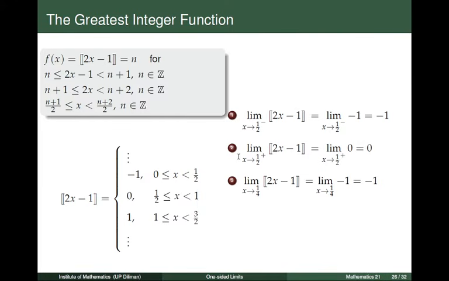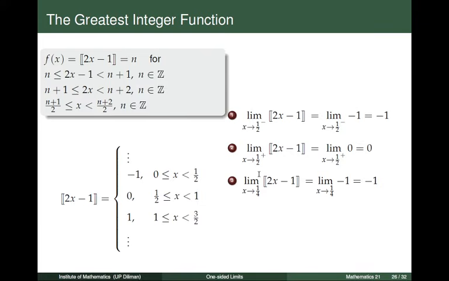For the second one, let us consider the limit of f as x tends to 1/2 from the right side. So this means that x is greater than 1/2. So looking at this definition here, x is greater than 1/2. That means that the GIF of 2x minus 1 is 0. And so, we have the limit of 0 as x tends to 1/2 from the right, or 0. So the second limit is equal to 0.